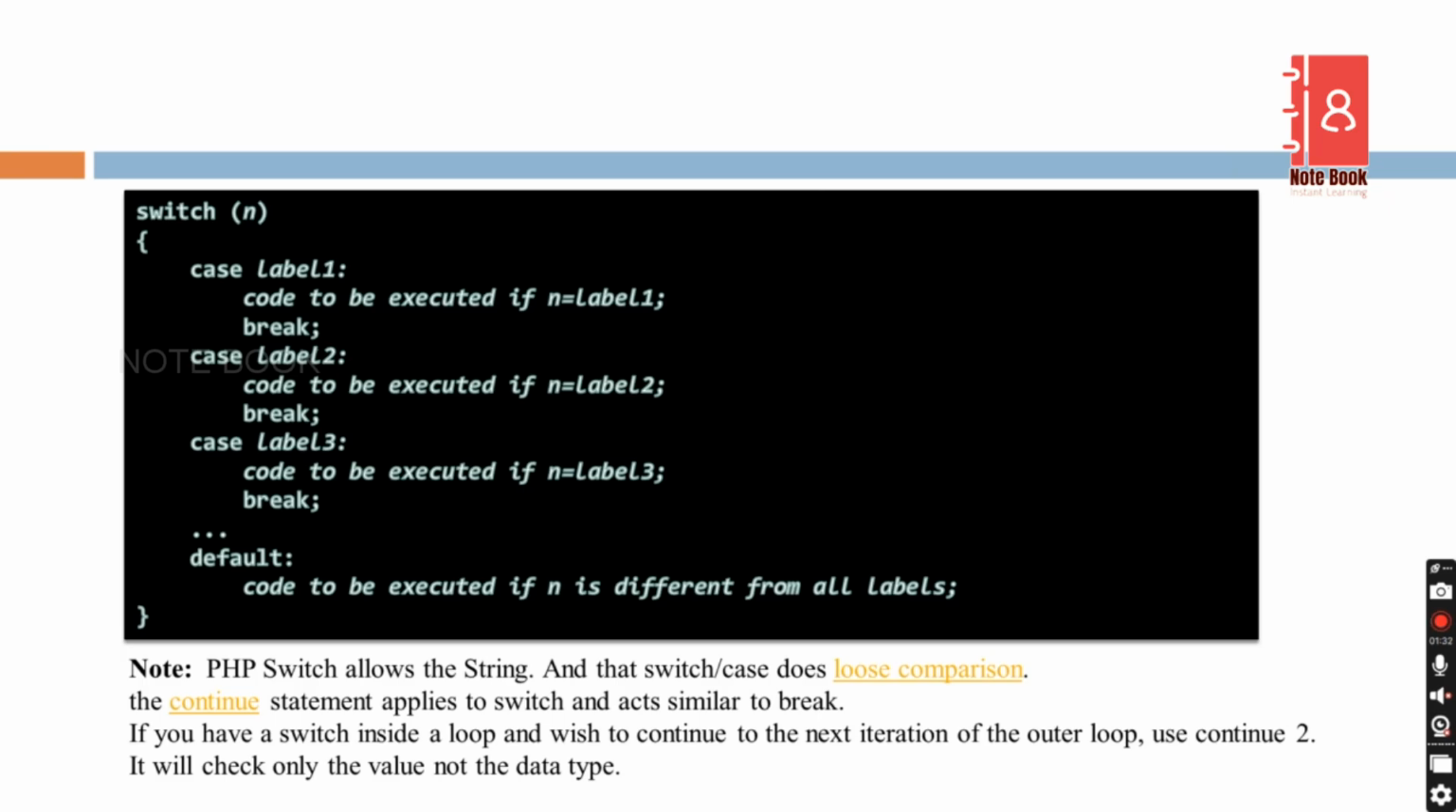And by default, we have a default case. In the default case, the code is executed if n is different from all the labels. So the default case will be executed in such a case. And if you have a switch inside a loop and wish to continue to the next iteration of the outer loop, then use continue 2. It will check only the value and not the data type. So switch case only compares the value, not the data type.